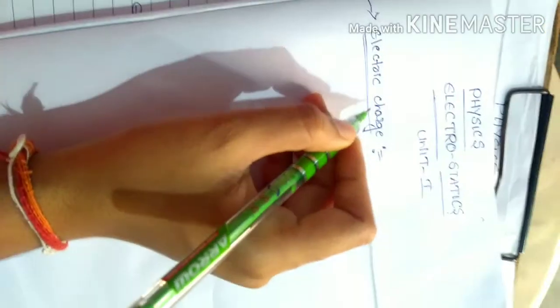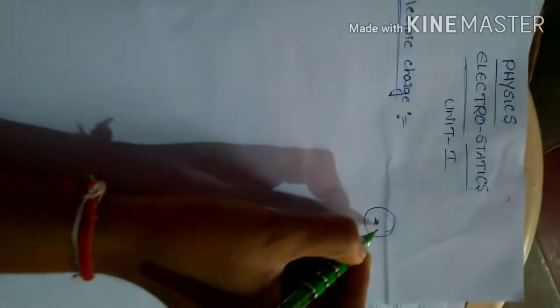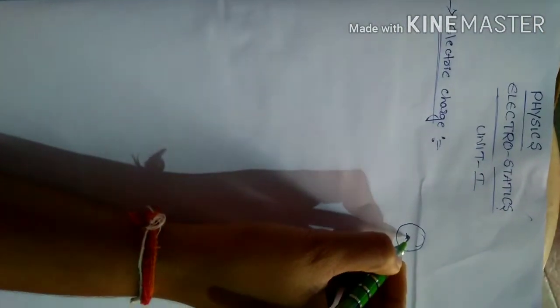First of all, we have to know electric charge. Electric charge is the basic property of matter, and we know that matter is made up of atoms. Inside the atom there is a nucleus, and in this nucleus protons and neutrons are present.